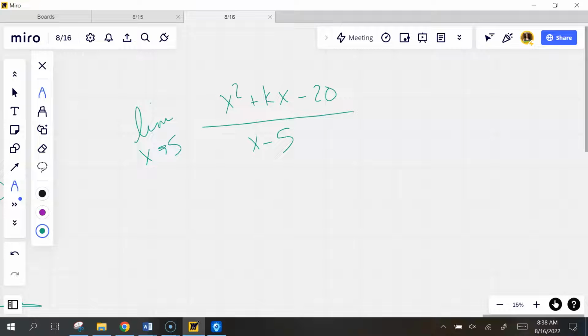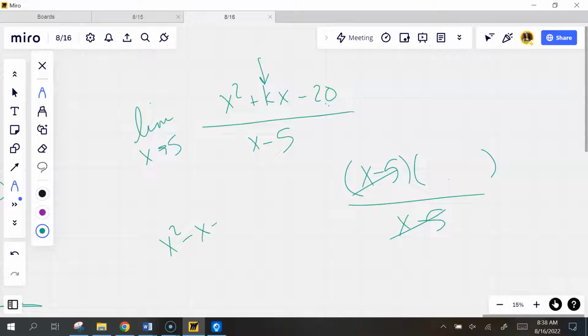So what I need to do is I need the top to have some factor of x minus 5 so that this will cancel. Well, is there anything that I can plug in for this k so that this is factorable? I don't know what I could put here. That's a 20. The k would be -1. So x squared minus x minus 20 would work.